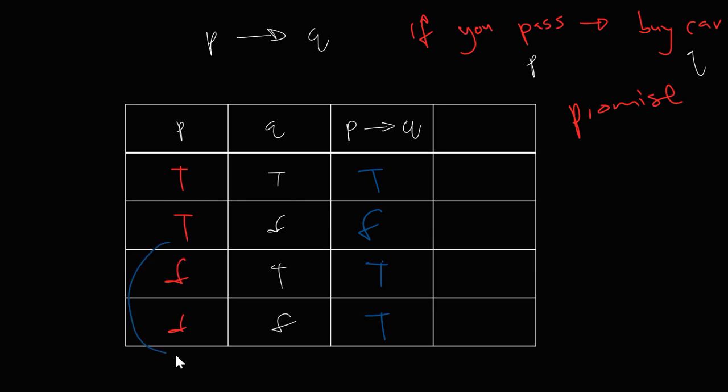If you notice here, whenever P is false, it's always true, because the statement was, if you pass. So the statement only catered to if you pass. We only decide if I buy you a car or I don't only if you pass. It's either I decide to keep my promise or I decide not to keep my promise. But when P is false, if you didn't pass, then it really doesn't matter if I buy a car or I don't. But after all, the promise was kept.